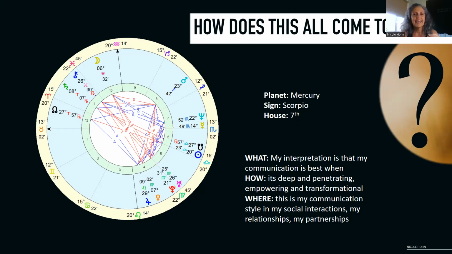So you can see how those three components come together to help me understand this is how I communicate, this is who I'm communicating with, and what my best form of communication is. It's deep. Don't give me conversations about the weather. I am most happy when I can have a conversation where I deep dive into the core of what's going on. That's what it's like for me.